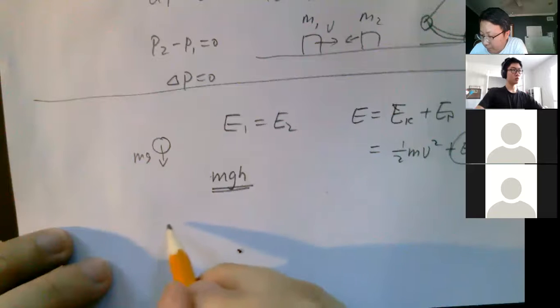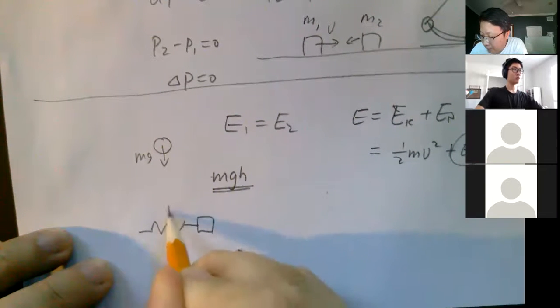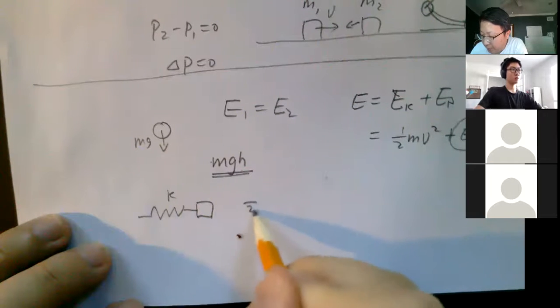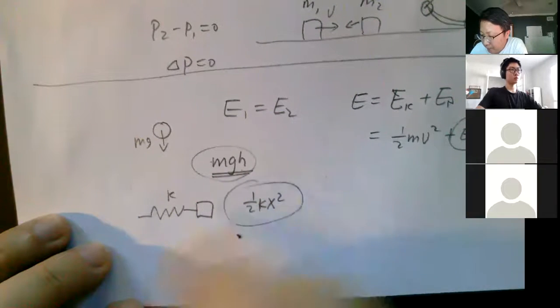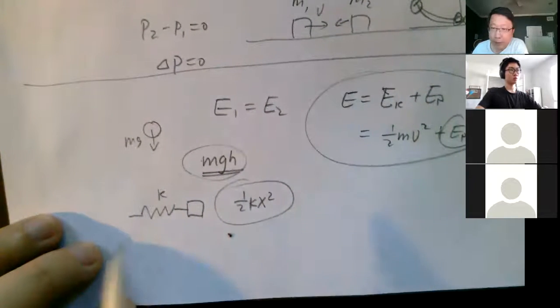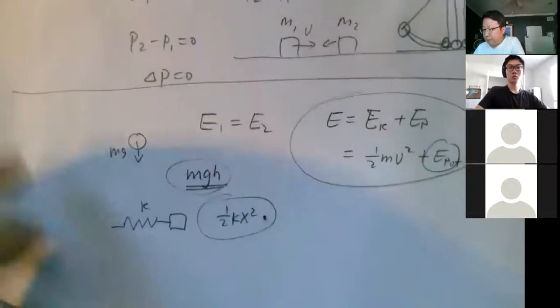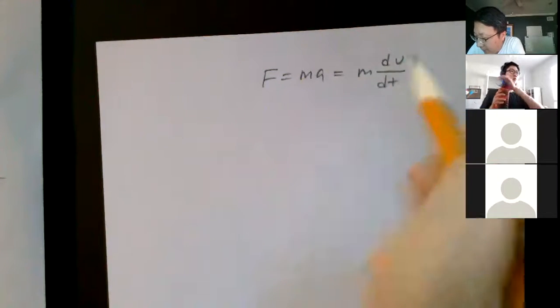But for a spring with a spring constant k, the potential energy becomes 1/2 kx squared. So why is that? Why is this formula correct? Let's also derive this. So remember, let's go back. We have F equals ma equals m dv/dt, right?